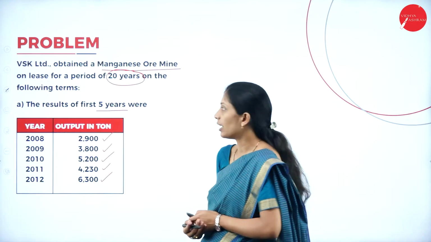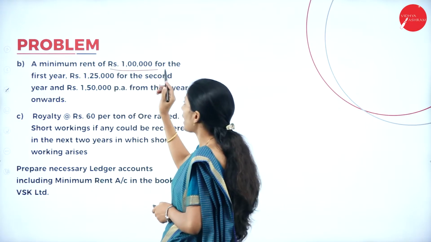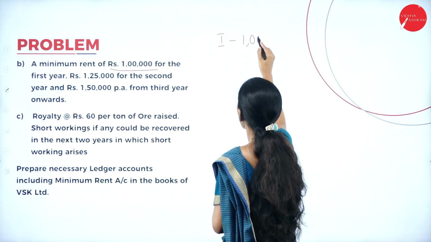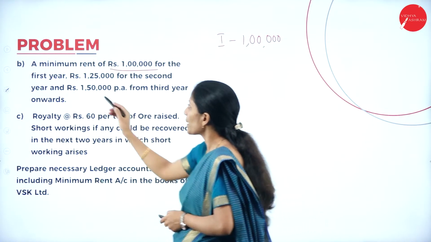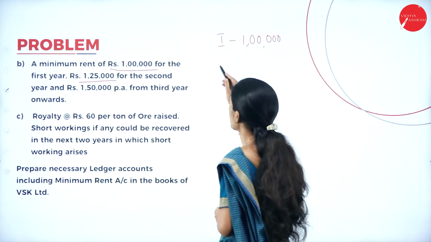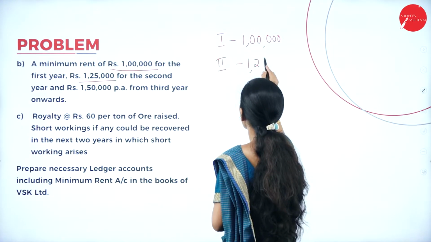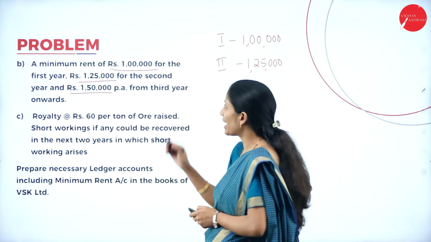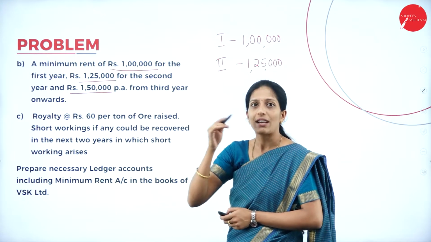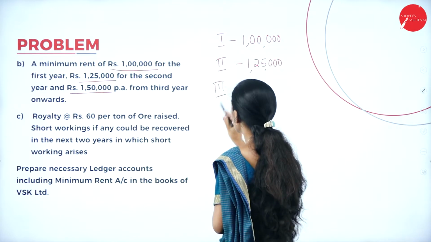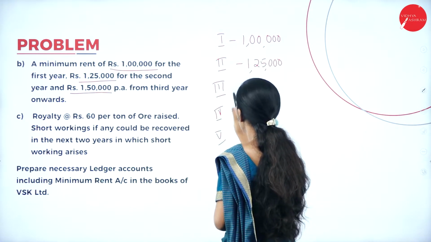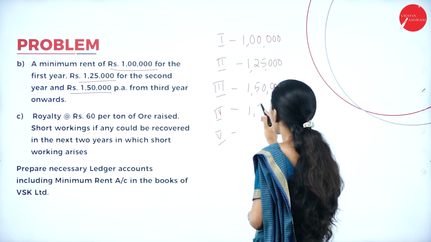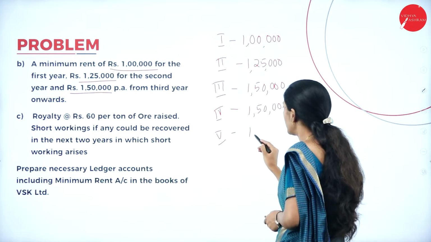Next, we shall see other terms. A minimum rent of rupees 1 lakh for the first year. Now, what in the first year, what is the minimum rent? That is 1 lakh. Next, rupees 1,25,000 for the second year. So, in the second year, the minimum rent is 1,25,000. Next, third year, it is 1,50,000 per annum from the third year onwards. So, they have given 5 years. So, third year onwards, that is third, fourth and for the fifth year. So, the minimum rent is how much? 1,50,000. So, 1,50,000 will be the minimum rent.